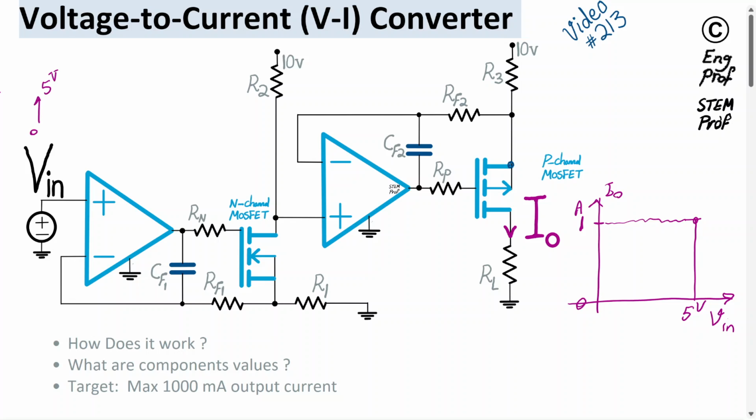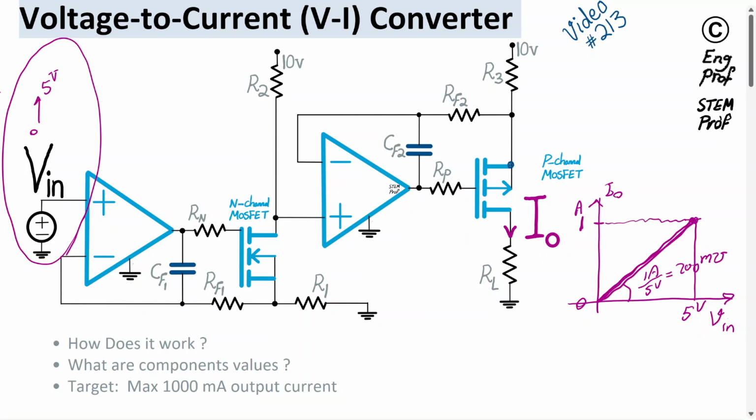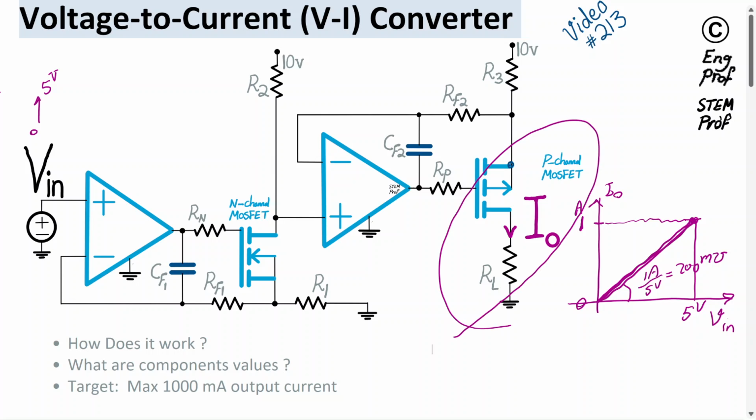That's the range. So effectively we are trying to realize a sort of straight line for the Vin to Iout characteristic with a slope of, say, 1 amp over 5 volt. So basically we are talking about 200 millisiemens, which means that when input Vin is 1 volt, then output current becomes 200 milliamp. When input Vin is 5 volt, output current becomes maximum 1 amp.